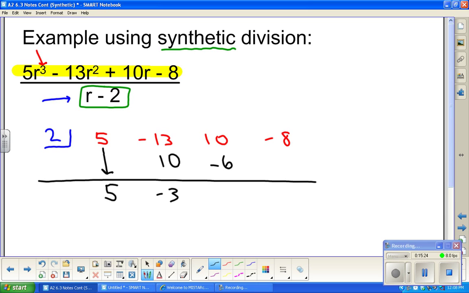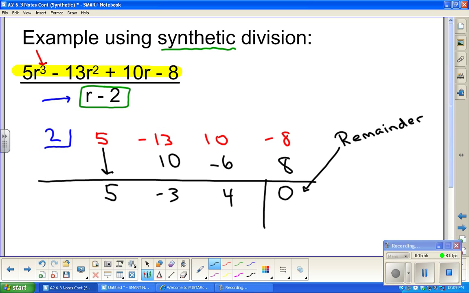Okay. Add again. 10 and negative 6 is 4. One more time. 4 times 2. Add to get 0. Okay, so we got a bunch of random numbers all over the place, right? It actually means something. The last number, sometimes we separate it off, that is your remainder. If you were to do this division problem, the remainder would be 0.